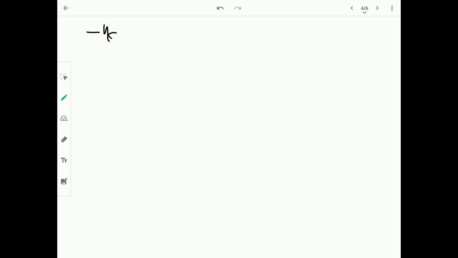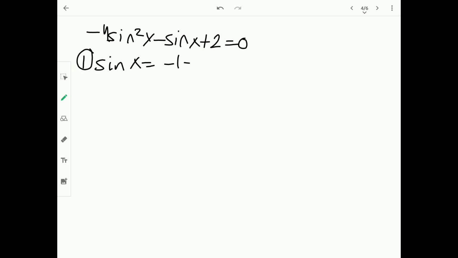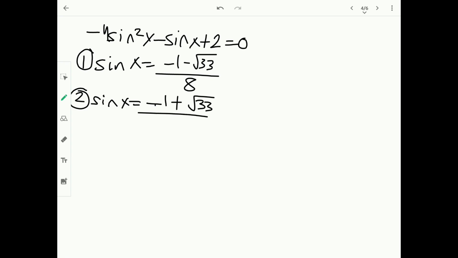Now that we have this equation, if we just solve it, we should either get sine x equals minus 1 minus radical 33 over 8, or the second solution could be sine x equals minus 1 plus radical 33 over 8. And now what we should do is shift sine up and down. So shift sine is equal to, let's do that right now.